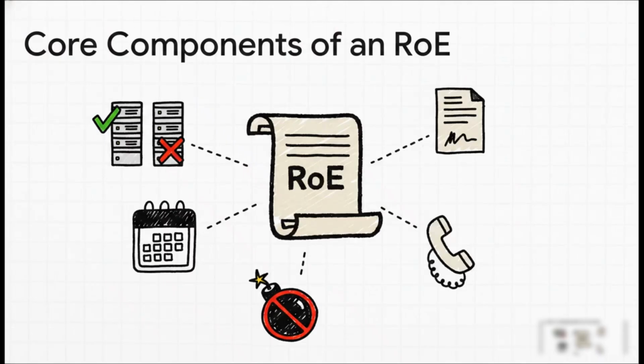A really solid ROE covers all the bases. It spells out exactly which systems are fair game and which ones you can't touch. It sets the testing window, usually after hours, so you don't mess things up. It also forbids dangerous moves, like attacks that could take the whole system down. It sets up an emergency contact plan, and most importantly, it has that signed authorization from the higher-ups.